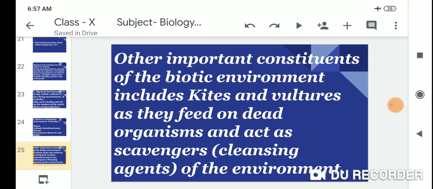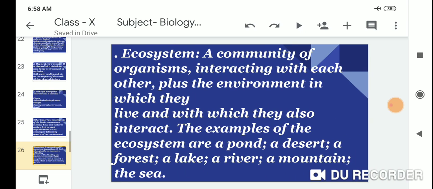Other important members of the biotic environment include the kites and the vultures, as they feed on dead organisms and act as scavengers, the cleaning agents of the environment.